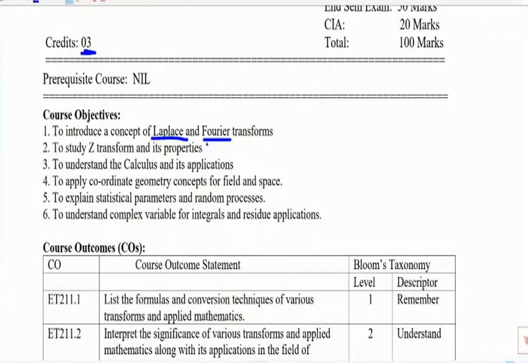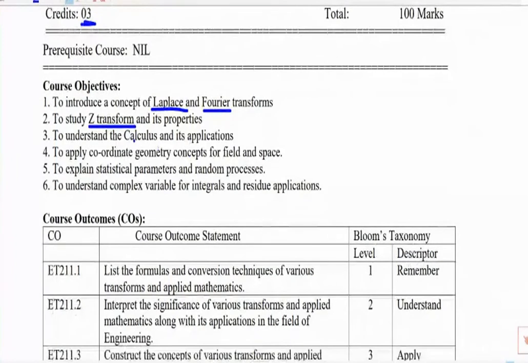The next objective is to study the Z transform and its properties. Third one is we will understand calculus and its application. Fourth is to apply coordinate geometry for field and space. Fifth one is we will learn some statistical parameters like mean value, mean square value. And last objective is that we will deal with complex variables and residue applications.